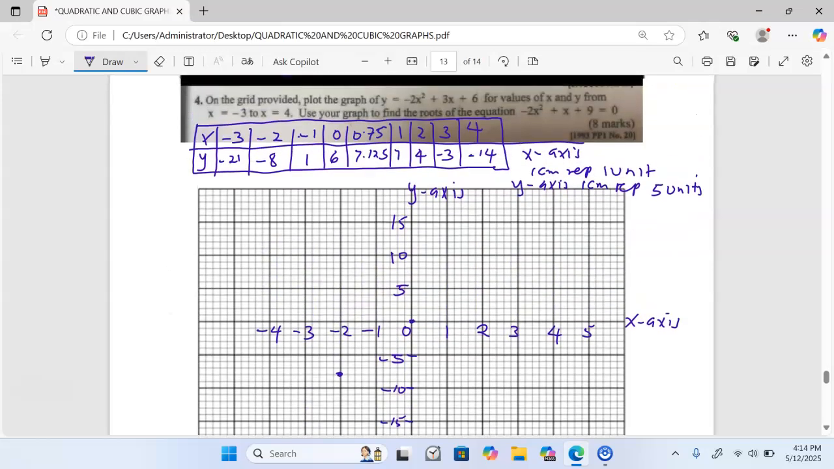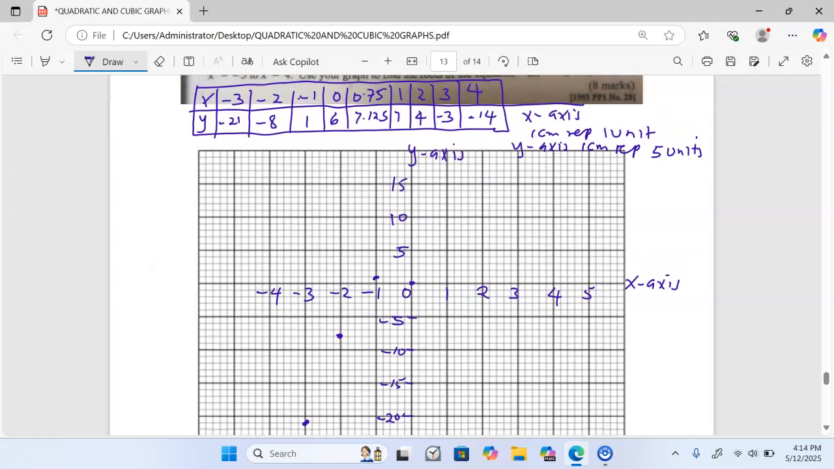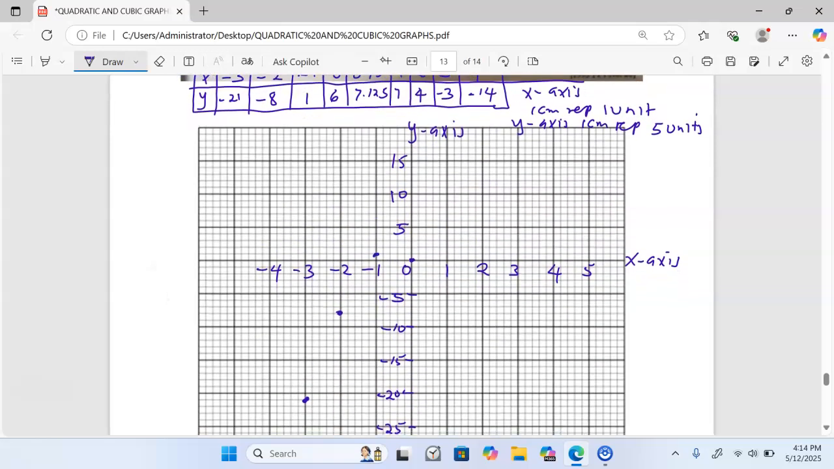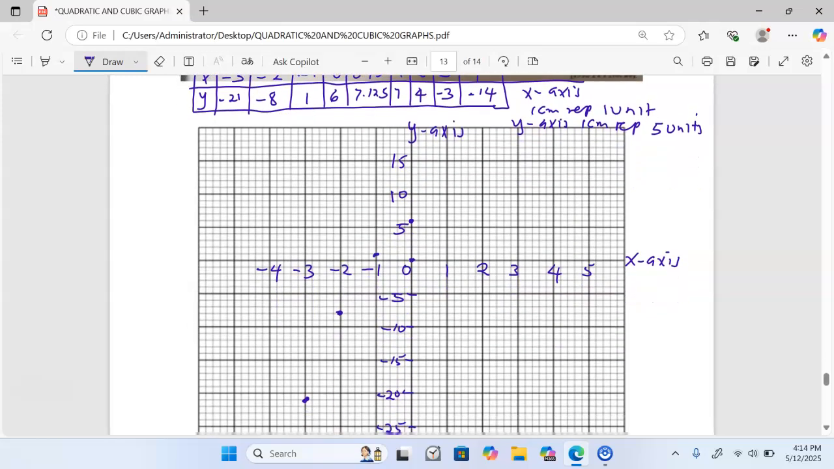When x is -1, y is 1. This is the point, because we have 5 small units within one box, each 1 unit. And when x is 0, y is 6. 6 is exactly at this point. When x is 0.75, y is around this point here.